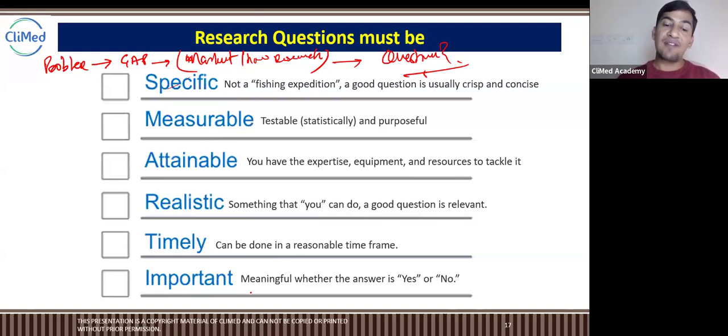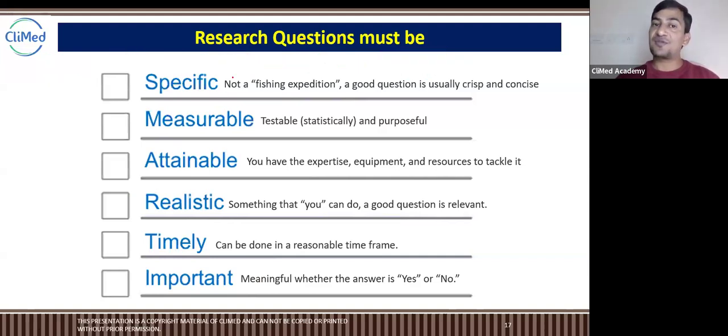The question should have some qualities. Guys, questions should have some qualities. First of all, the research question should be specific. What is specific? There should be no fishing expedition. A good question is usually crisp and concise. A good question is always crisp and concise. I was giving you the example. Let me give you another example.